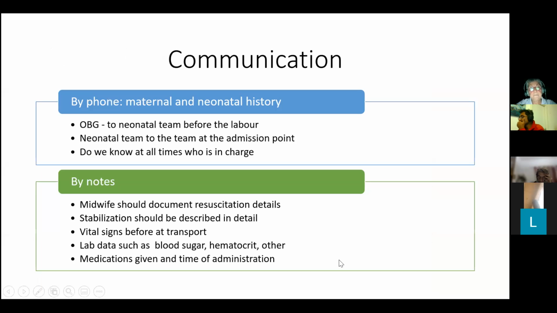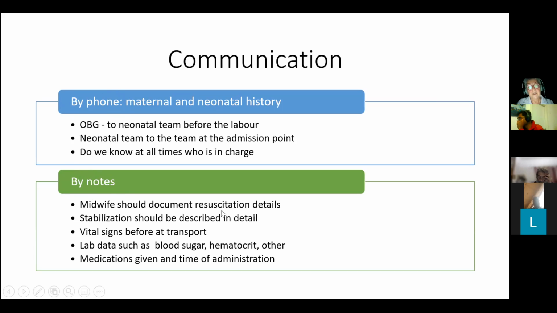So the communication, as I said, from one point to another between the ObGyn team and the neonatal team is very important, and we can do it by phone, and we also have to make sure that we do it by notes, clear at each point.